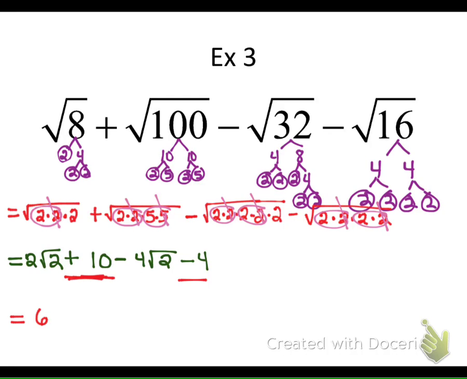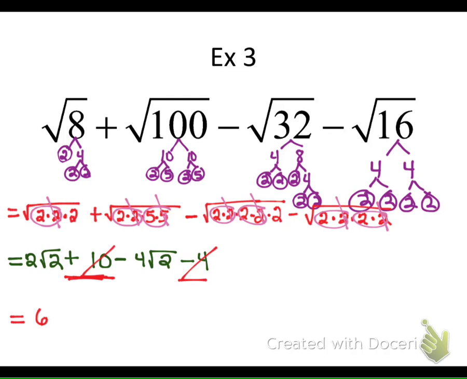Then from here, so I completed this and this. So now you got to look. Are there any other like terms there? Yes, we look at our radicands. They're both 2's, right? Yeah. So then we look at our coefficients. So we're going to take 2 minus 4. So what's 2 minus 4?